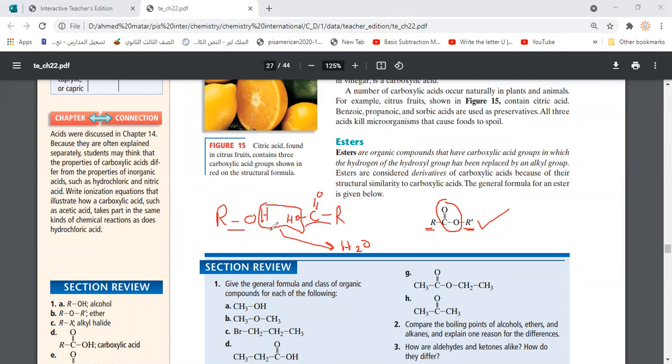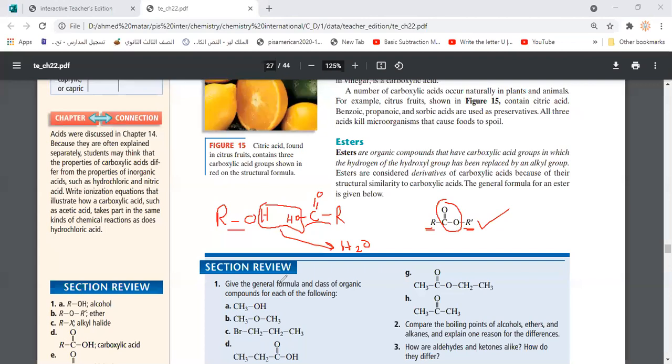Esters are well known for the good smell they have. Most of them have a lot of smells, so they are used in making perfumes and things like that. So guys, these are the different classes of organic compounds: alcohols, alkyl halides, ethers, ketones and aldehydes, acids and esters.